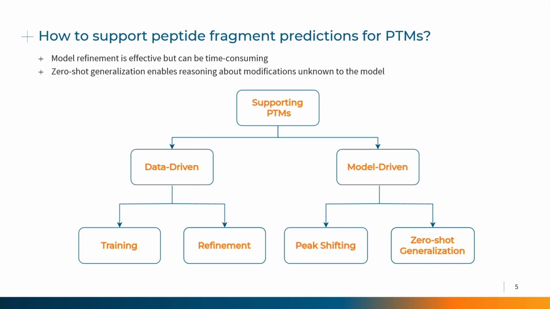There is an alternative, which is zero-shot generalization. This is the ability of the model to generalize and predict fragment intensities on PTMs that it has never seen in the training data. Arguably, this is the most challenging task for the model because it has to reason on modifications that have never been observed in the training data. So how can we achieve zero-shot generalization?